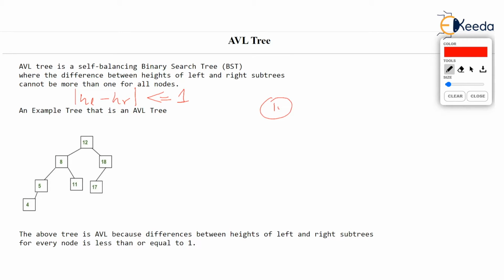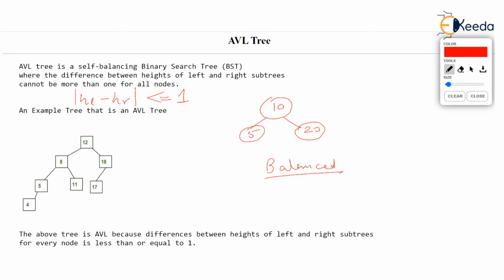Suppose I have a tree like this, a very small tree. This is a binary search tree, because the less-than and greater-than rules are preserved. Now, is this tree balanced? Is this a balanced binary search tree? Yes, it is balanced, because every node obeys the rule that the difference between the left height and right height can be at most 1.